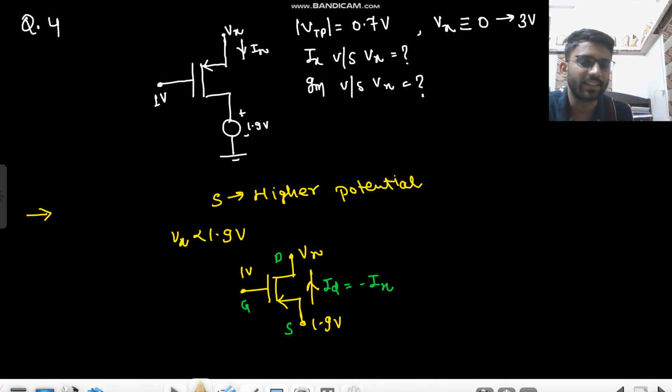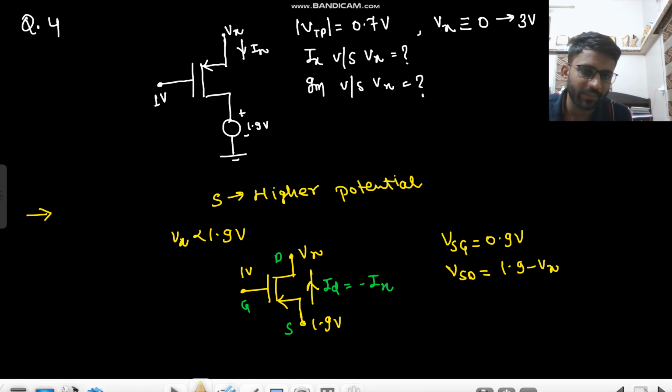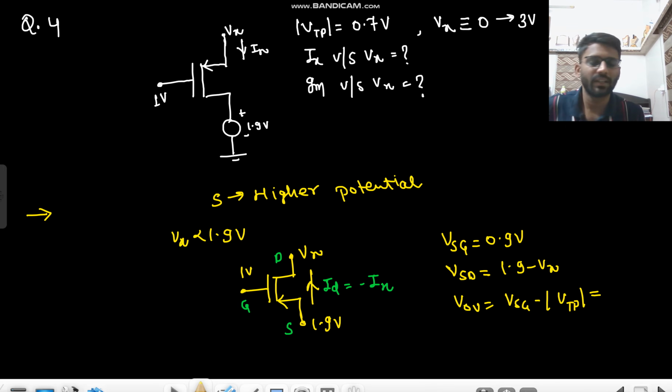Now just write what is VDS, what is VGS. But here we won't write VDS, here we will write VSD. So first write VSG. What is VSG? VSG is 0.9 volt. What is VSD? VSD is 1.9 minus Vx. And what is V overdrive? V overdrive is VSG minus mod of VTP. I have told you all the concepts related to that. That would be 0.2 volt.